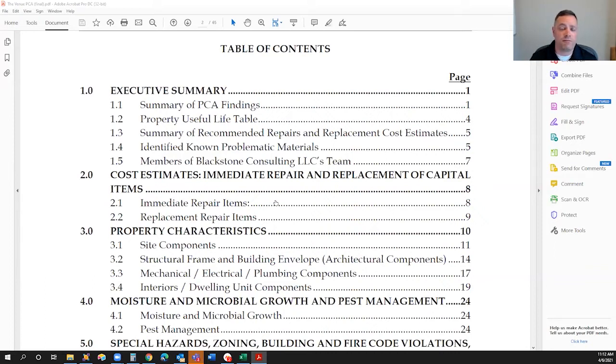So if there is a default, let's say the operators are not able to maintain the property and the bank has to take over ownership, they want to make sure that they have the money necessary to repair the things that they have outlined in the PCA. So I hope that makes sense to everybody.